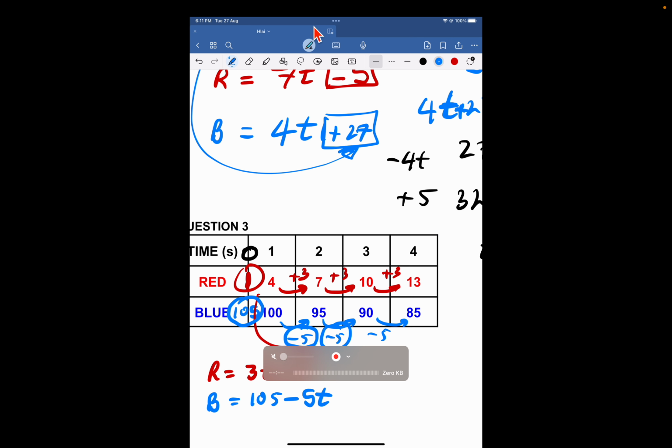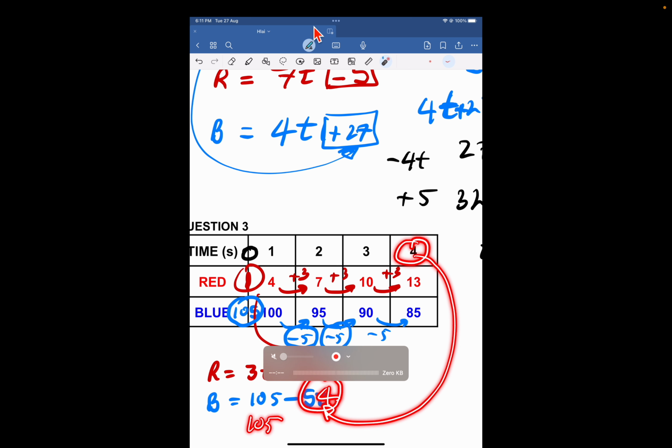Now you can just check that, make sure it works. Let's try t equals 4. So if we substitute 4 into here, that would be 3 4s are 12, plus 1 is 13. That seems to work. And let's substitute 4 into here. So that's 20. 105 minus 20 equals 85, and that works. So we found the two linear rules. Now you might like to think why we call them actually linear rules. We'll get onto that in a moment.